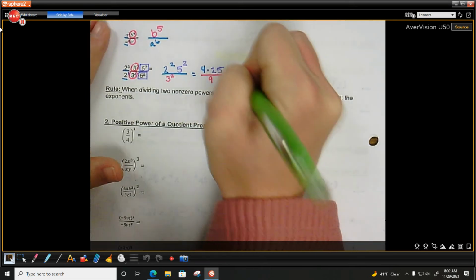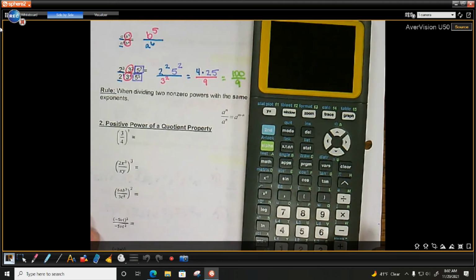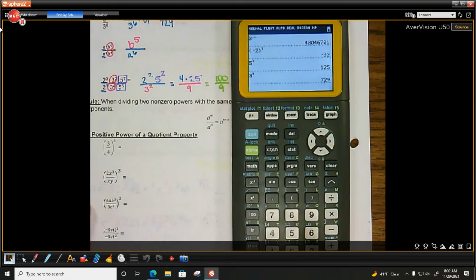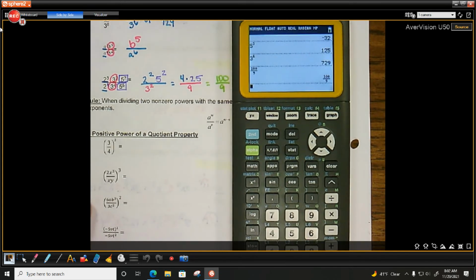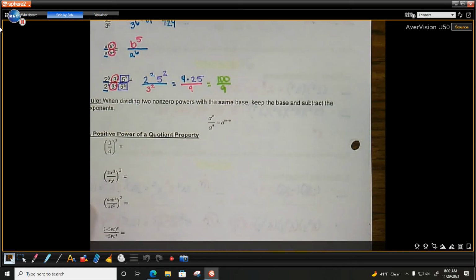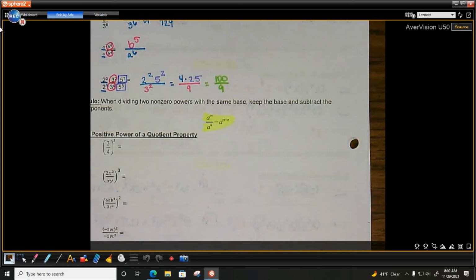So let's type this in our calculator to see if this simplifies. Alpha y equals enter. Let's all put it in our calculator. It's been a while since we've used these. Alpha y equals enter. 100 over 9. And it stays 100 over 9. Cannot simplify. So when we're dividing, we subtract our exponents. Okay, always do the big exponent minus the small exponent. And then if there's more on top, it goes on top. If there's more on bottom, it goes on bottom. Okay, we good with that?